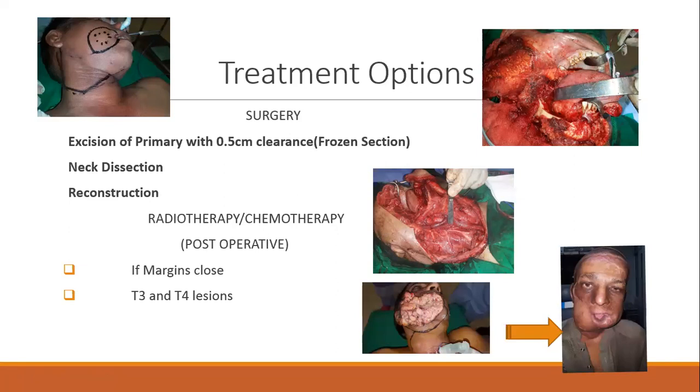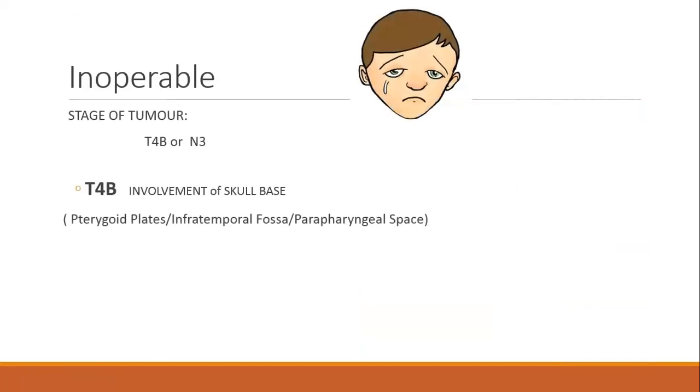All these patients are discussed in multidisciplinary team meetings, which is called MDT meeting or tumor board. And then we decide the plan of the treatment. So when it has become inoperable, I mentioned in the beginning T4b. So what is T4? T4 is greater than 4 centimeter, or if it is involving the skin, that is operable. If it involves the mandible, that is resectable, operable. If it involves the maxilla, that is still operable. But if it involves the pterygoid plates, infratemporal fossa, parapharyngeal space, this becomes inoperable.